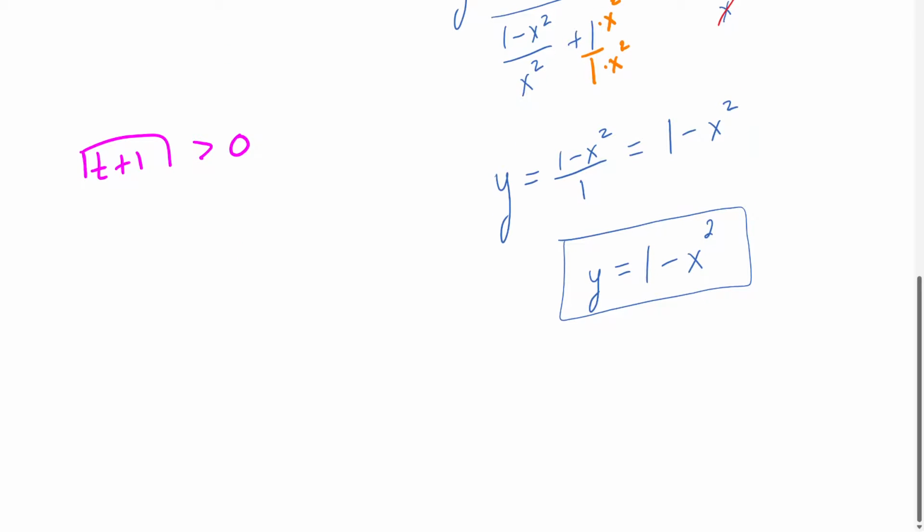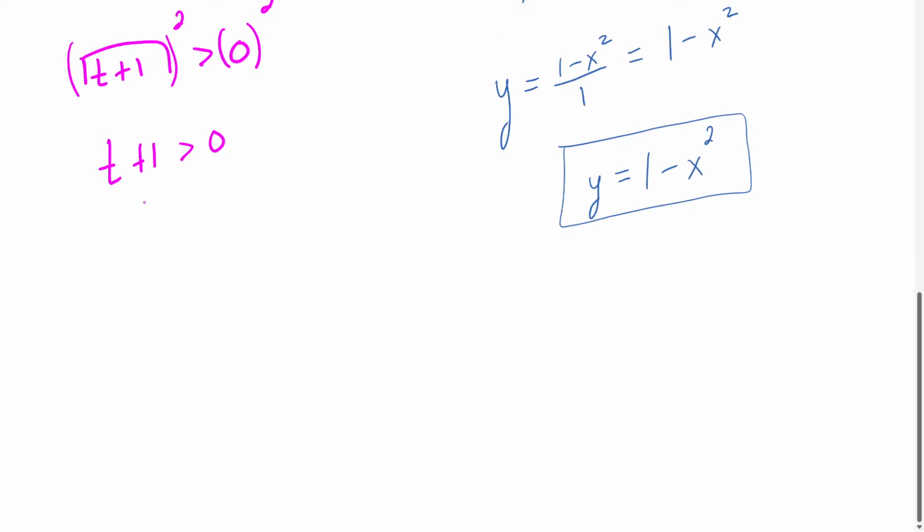What restriction does that have on t itself? If I square both sides, we would have t plus 1 greater than 0. t is greater than negative 1. This implies that we would restrict the domain of x to positive values only.